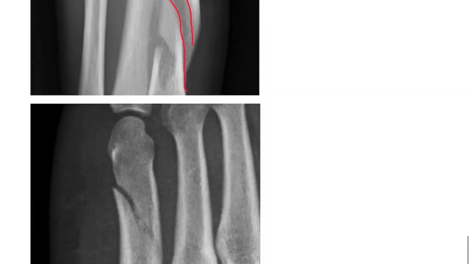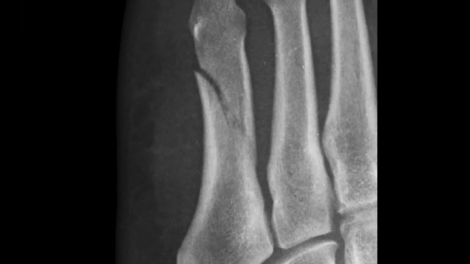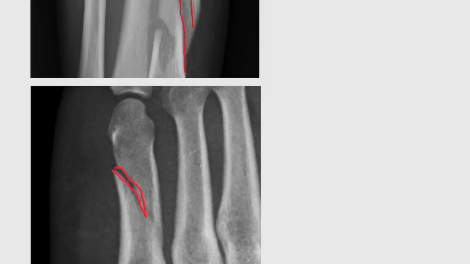Next one, we can see this is a metatarsal. In this metatarsal you can see an oblique fracture. So an oblique fracture of the metatarsal passes at an angle, oblique to the shaft of the long bone.